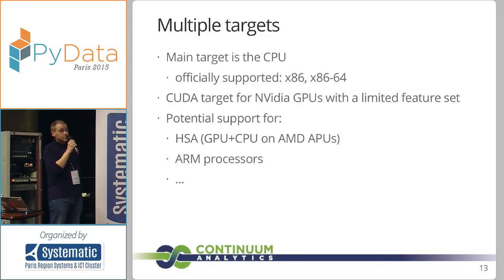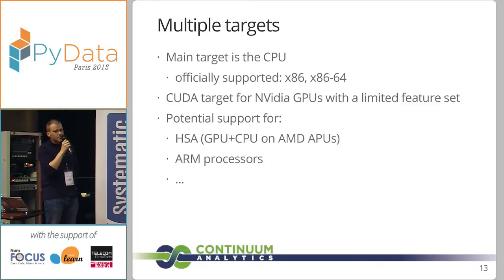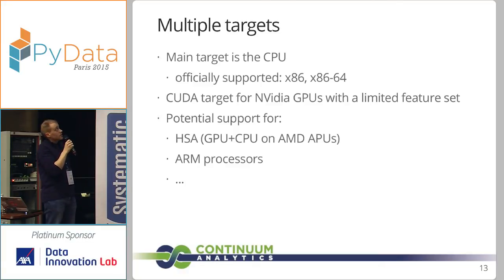So there are multiple targets. As I've alluded to, there is a server CPU target, of course. We officially support x86 and x64, but LLVM is multi-platform, so ideally we can support many other architectures. It's just that for now we don't run any continuous integration on them. We have a CUDA target for the NVIDIA GPUs with a limited feature set, which is due to the fact that some features in Numba need some C support code, which hasn't been ported for CUDA.